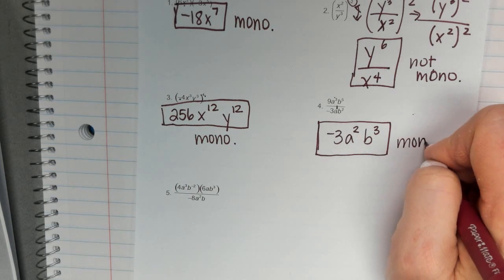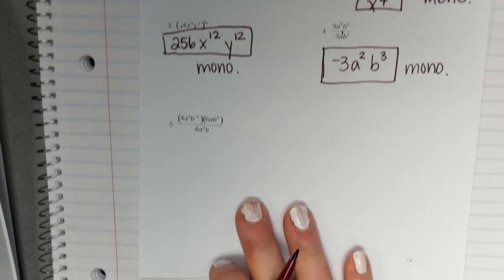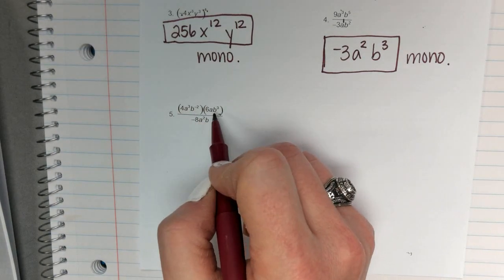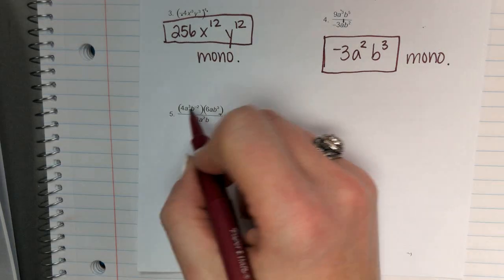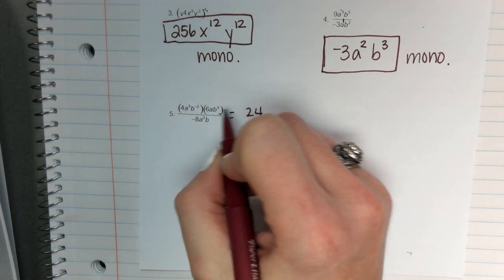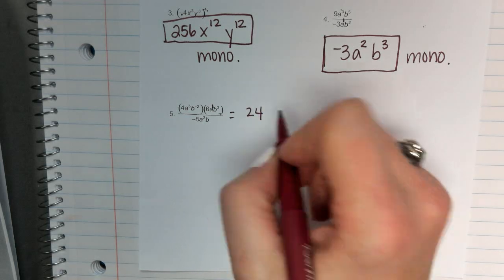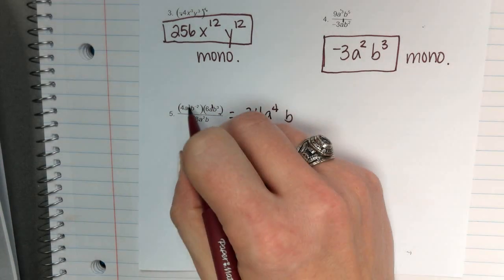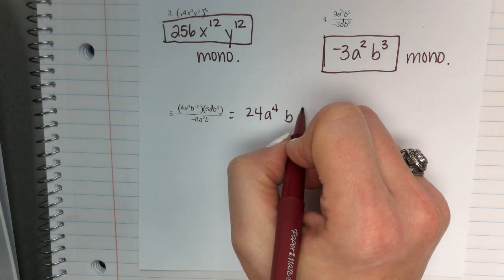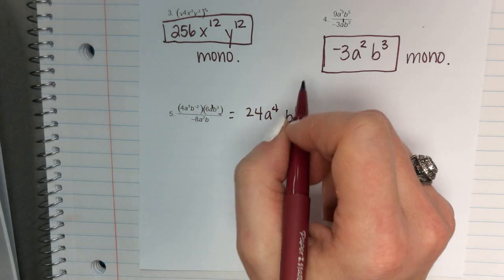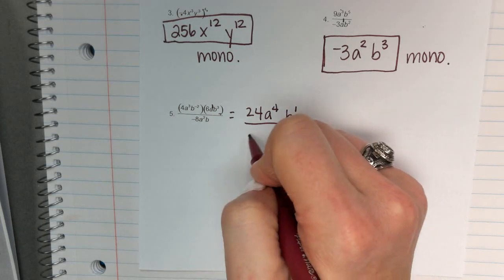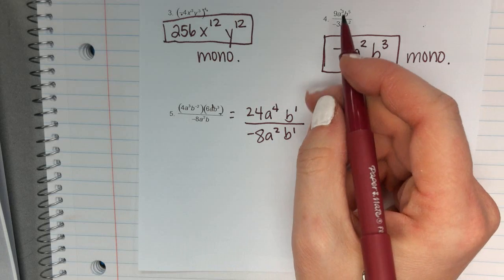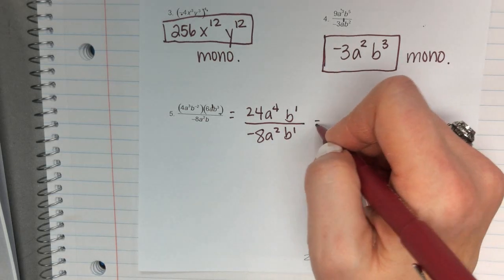That is a monomial. Last one here. We're going to go ahead and multiply what's on top first. Multiply those together. So you have a 24. I'm going to put a 1 there. It's a to the 4th, b to the 1, over negative 8 a to the 2nd, b to the 1. So now we can simplify that down.